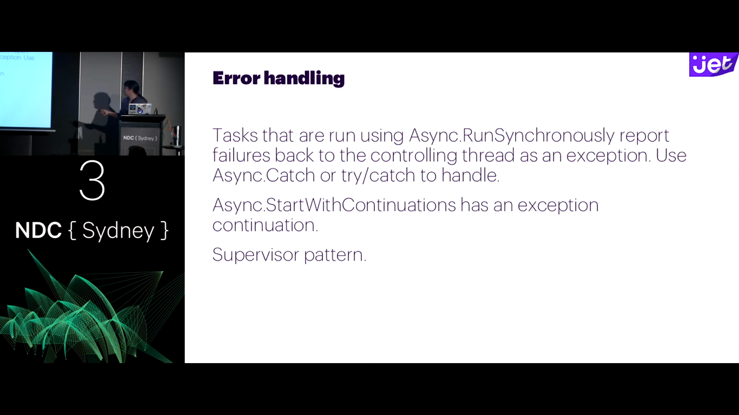Here, we tend to want to use async. Tasks that are run using async run synchronously should report any of their failures back to the controlling thread. And specifically to do that, we'd want to use async catch. Async.start with continuations, which is another way of running an async workflow, also has an exception continuation. That's another really good way of handling exceptions within async. There's also a supervisor pattern, which is common, again, in Erlang, and very useful within the actor model.